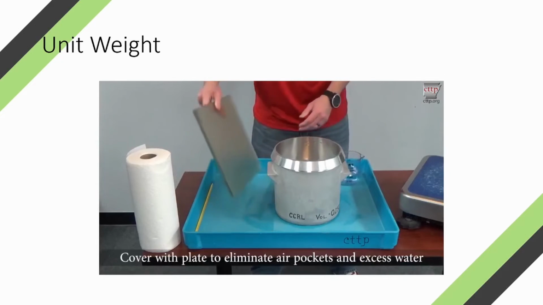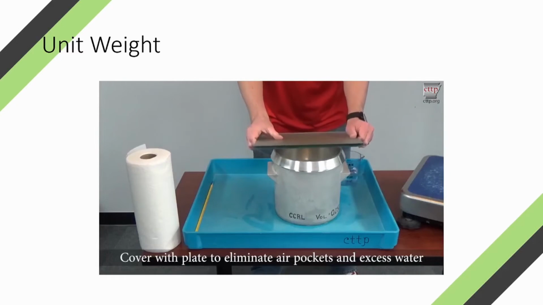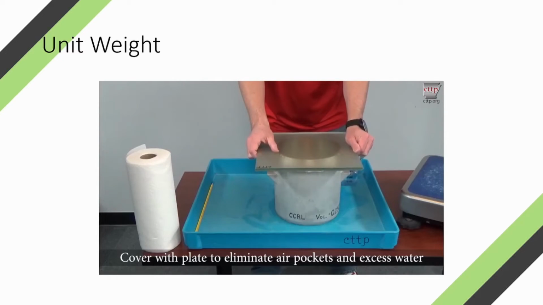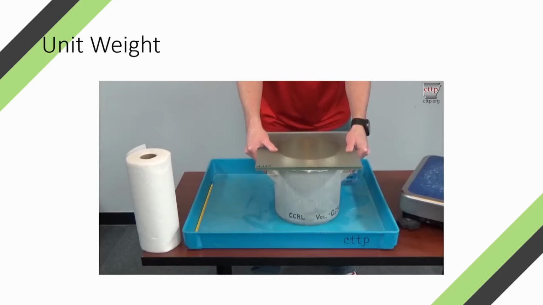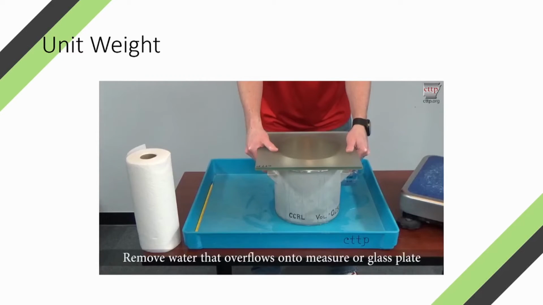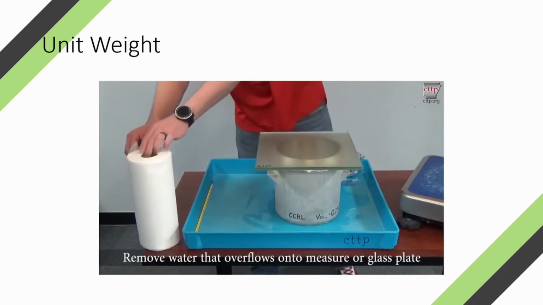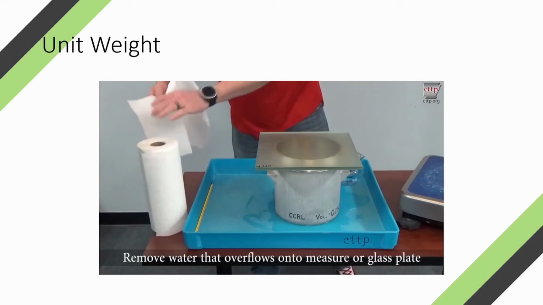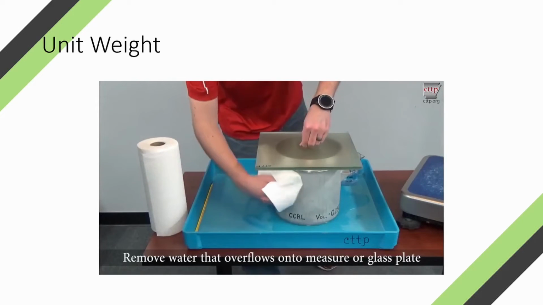Cover the measure with the glass plate to eliminate air pockets and excess water. Press down firmly. If any air pockets can be seen, remove the glass plate and start over. Remove any water that overflows onto the measure or glass plate.